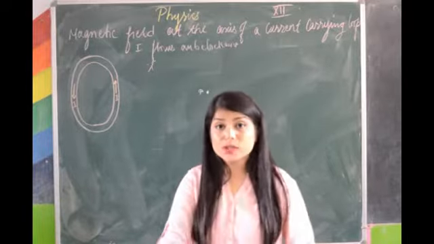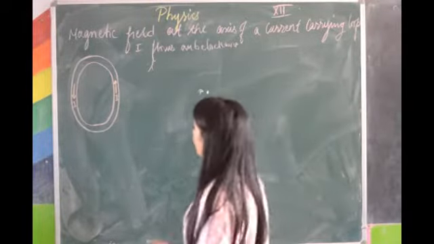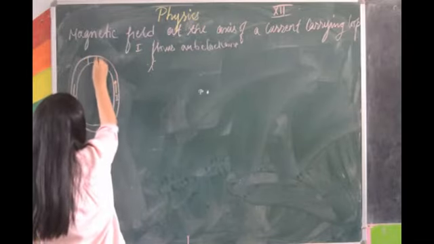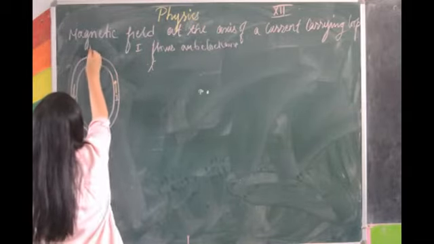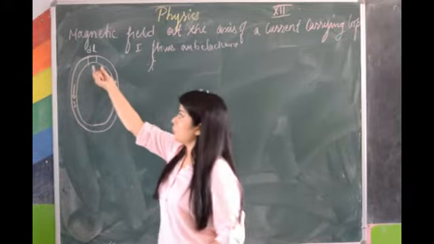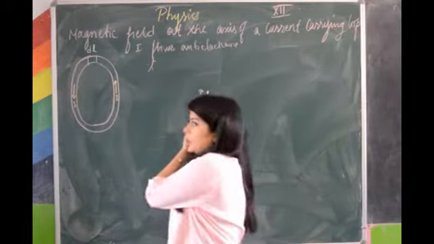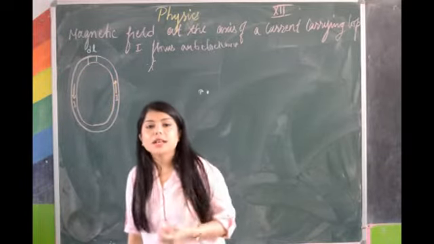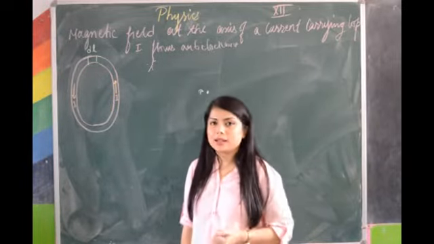Now, using the Biot-Savart law, what I am going to do is take a small portion over here, that will be dl. If the length of this loop is L, the small portion will be dl. Now let us see what the direction of the magnetic field will be at this point. For that we will follow the rule, that is the right hand thumb rule.